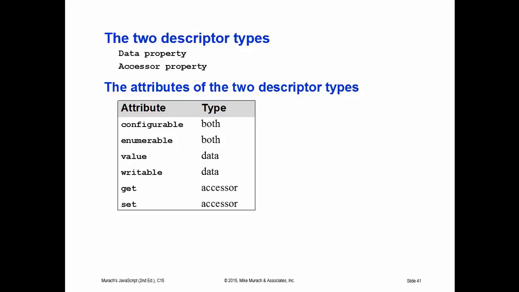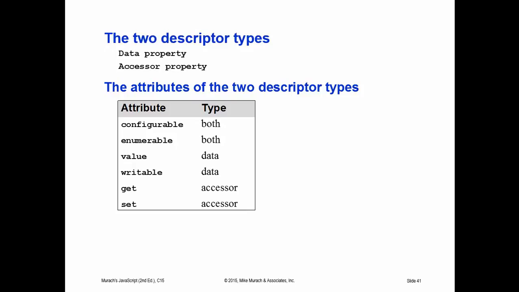So you can use the defineProperty method of the object to create or modify a data property or an accessor property. A property added to an object by assigning it is a data property. It's automatically writable, configurable, and enumerable by default.